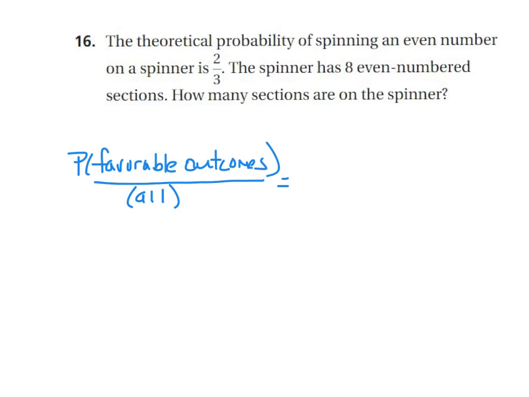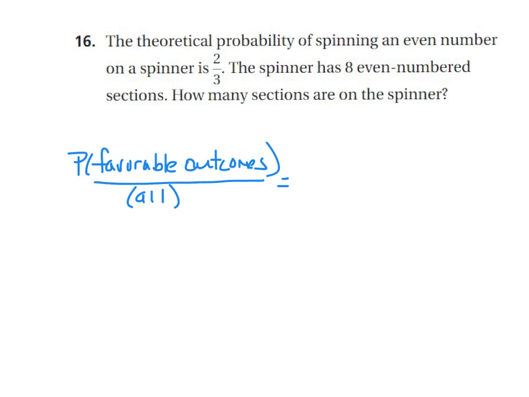In this video, we're going to look at the problems from the Chapter 10 review that you had difficulty with, and we're going to start with problem number 16. The theoretical probability of spinning an even number on a spinner is 2/3. The spinner has 8 even-numbered sections. How many sections are on the spinner?